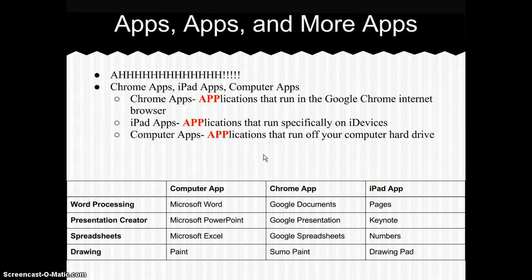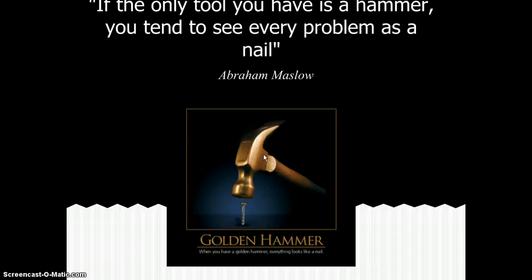And so just know that that's what an app is. An app actually does something for you on your device. It's a program or something along that line that runs on your device. And so now that you have computers, you have iPads, you have Chromebooks, you have iPods, the question becomes, and this is a great quote by Abraham Maslow, if the only tool you have is a hammer, you tend to see every problem as a nail.